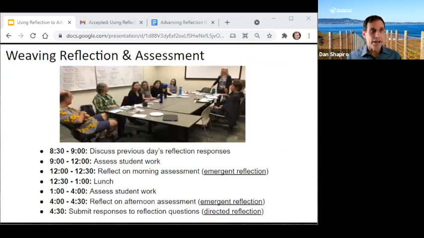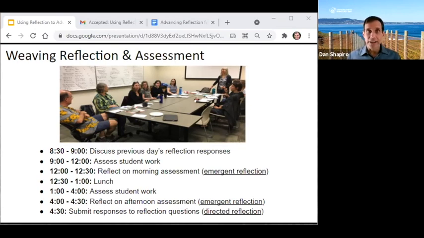Okay, so let me show you how we set up a day. Each institution level assessment project lasts about 3 to 5 days and involved about 8 faculty members from different programs across campus. We intentionally structured the day so that it included time for both emergent reflection and direct reflection and conversation. Each day would start by reviewing reflections submitted by faculty at the end of the previous day.